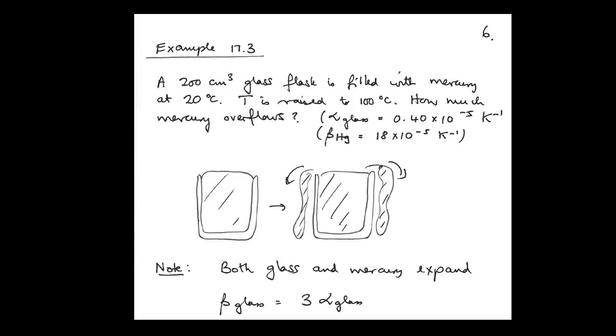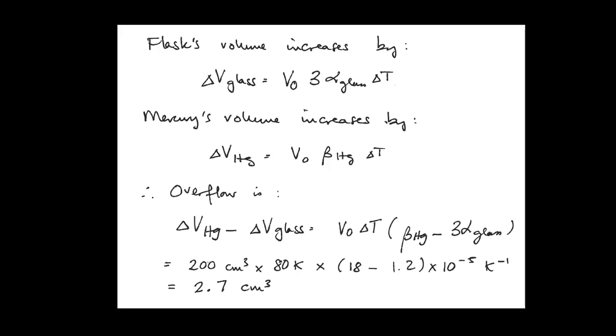Both the mercury and the glass flask have the same initial volume V0, and they both expand. But what happens is that the mercury expands by more than the glass, so some of it overflows. Now we're not given the coefficient of volume expansion of the glass, so we need to use beta glass, the volume expansion coefficient, equals 3 alpha glass. Now let's compare the increase in volume of the two objects. Now the flask's volume increases by an amount delta V glass equals V0 times 3 alpha glass delta T.